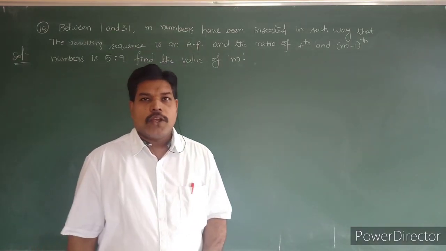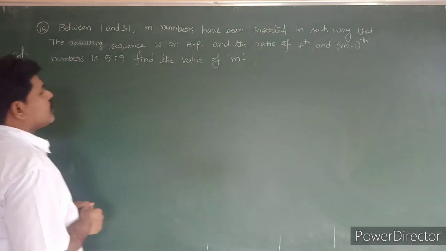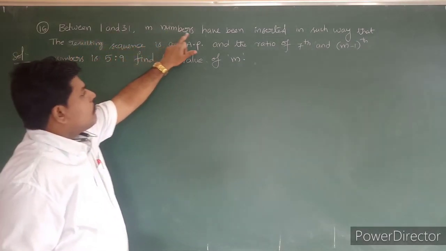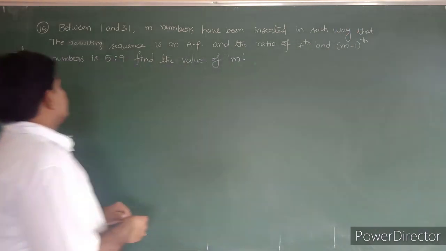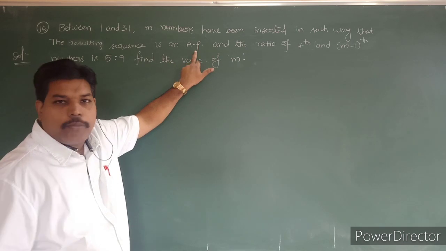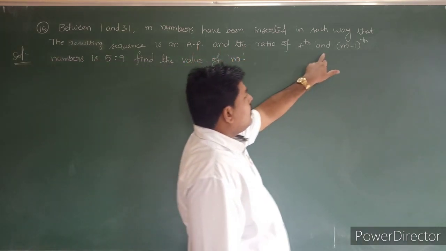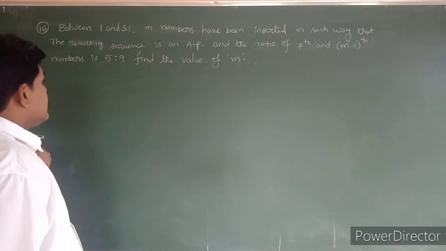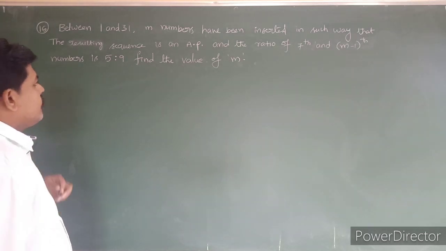Students, today we are going to start question number 16. So, what is question number 16? Between 1 and 31, m numbers have been inserted in such a way that the resulting sequence is an arithmetic progression and the ratio of the 7th and (m minus 1)th numbers is 5:9. Find the value of m.